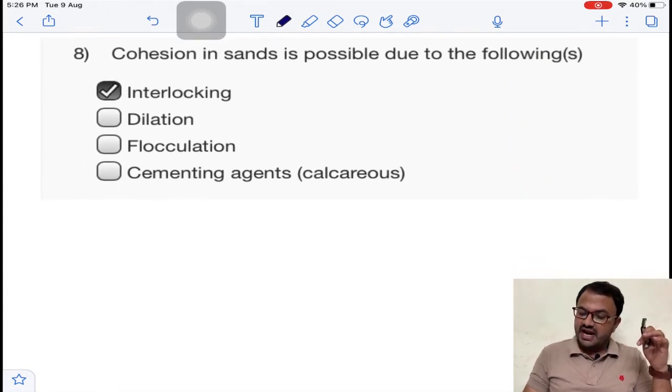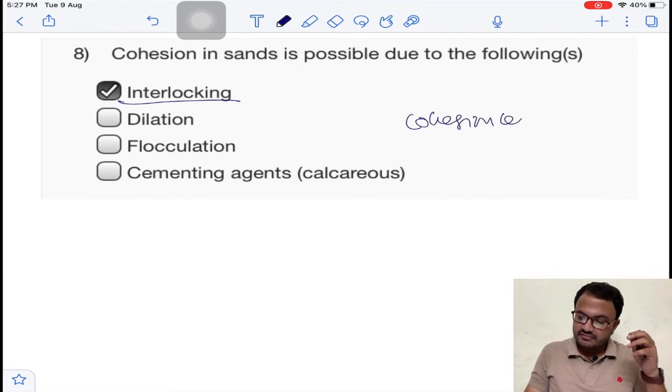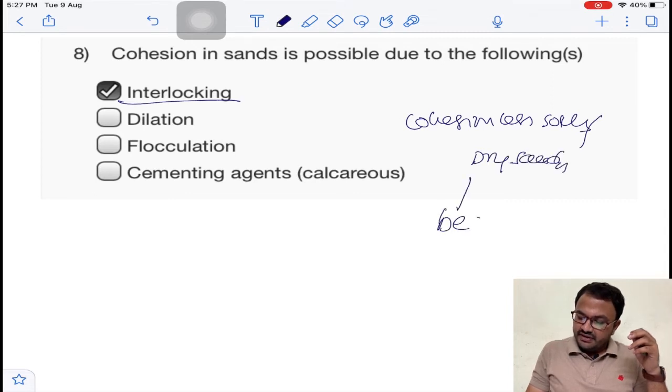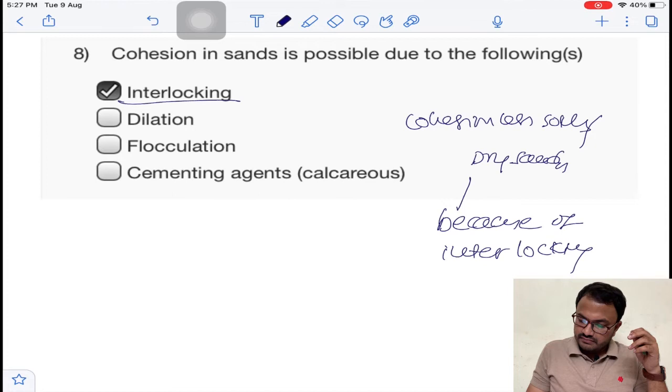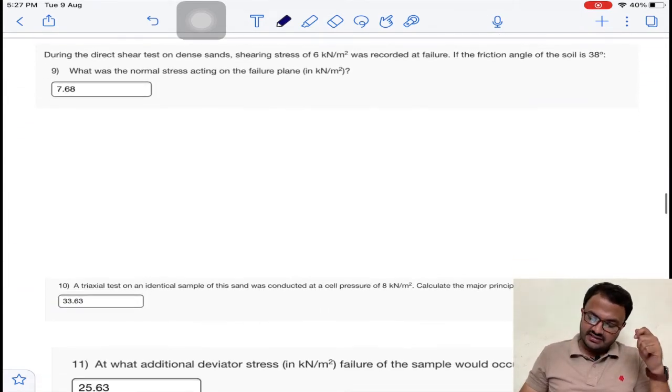And cohesion in sand is possible due to the following. Obviously, especially in dry sands or cohesionless soils, because of interlocking, cohesion will be developed. So question number 8, A is the answer.